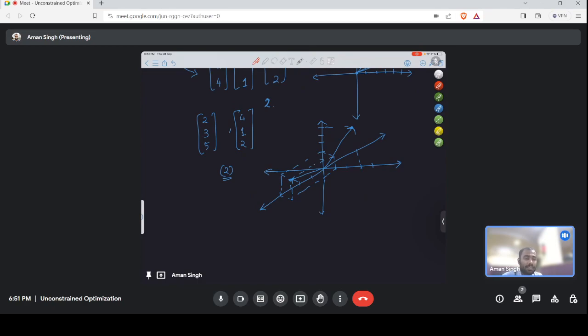Is this a special case or does this always happen? It turns out row rank is equal to column rank always. This is true for all matrices, and hence this is called the rank of a matrix.